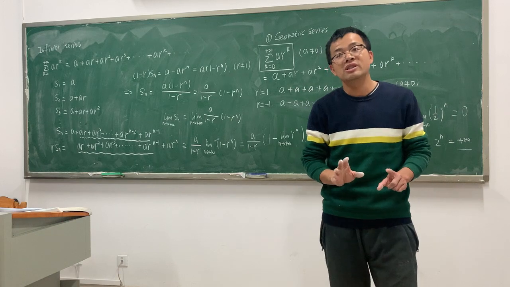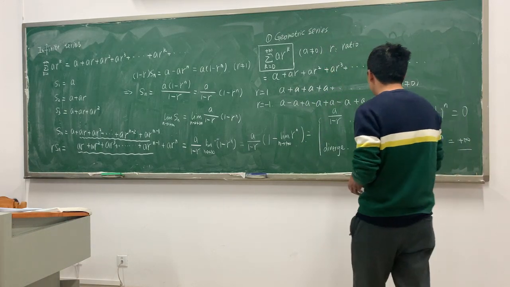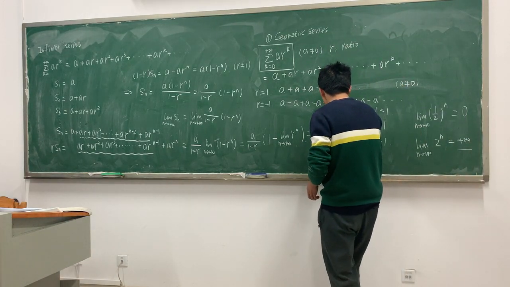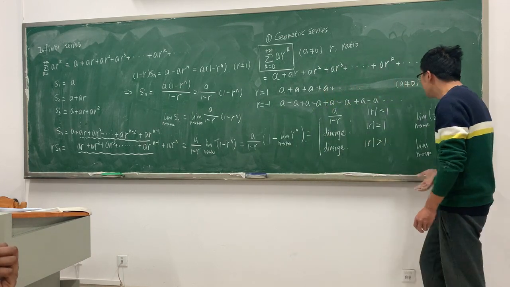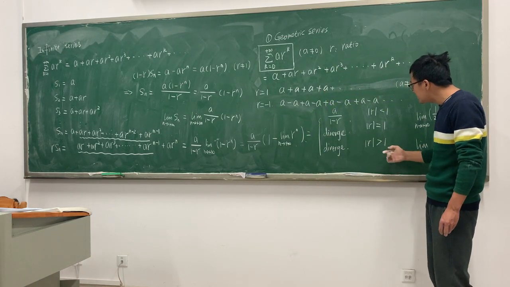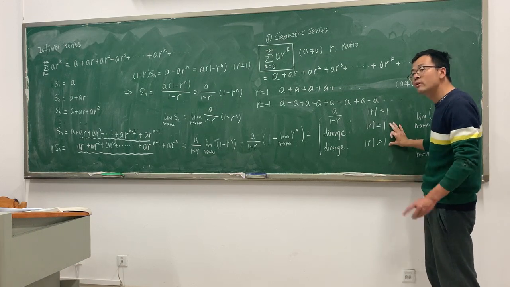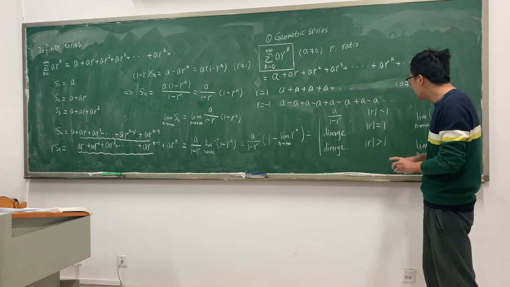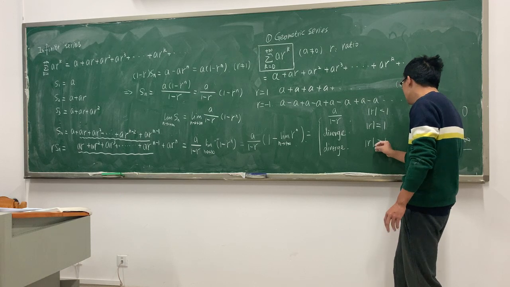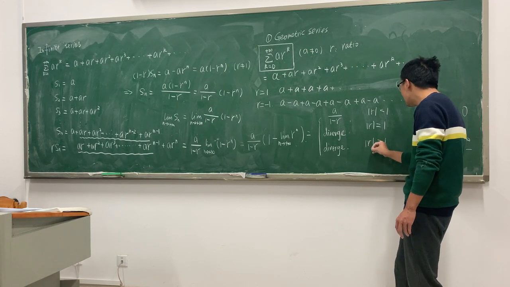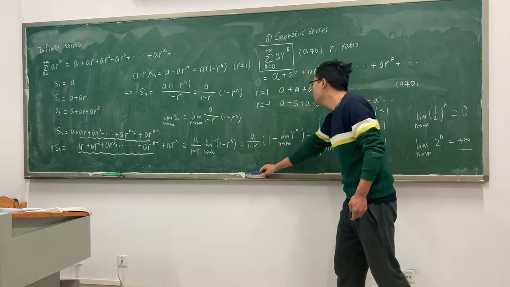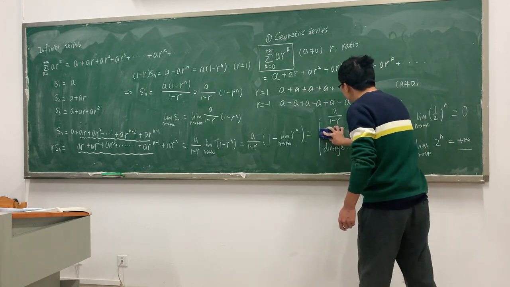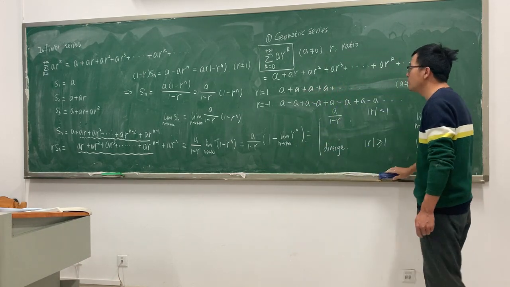So when r equal to 1 or r equal to minus 1, the geometric series diverges. Because this case diverges and that case diverges, these two cases can be written as one case: the absolute value of r greater than or equal to 1 diverges. So this is the result. You should remember it.